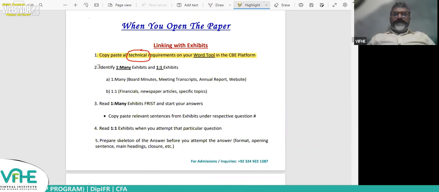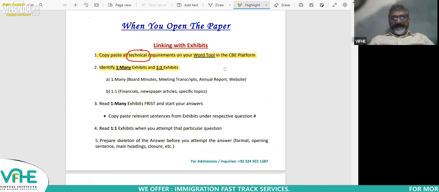Then you have to go through the list of exhibits and try to identify 1:many exhibits and 1:1 exhibits. So basically, there are 2 types of exhibit. Some of the exhibits are called 1:many, and some of the exhibits are called 1:1. Can you guess what is the meaning of 1:many?